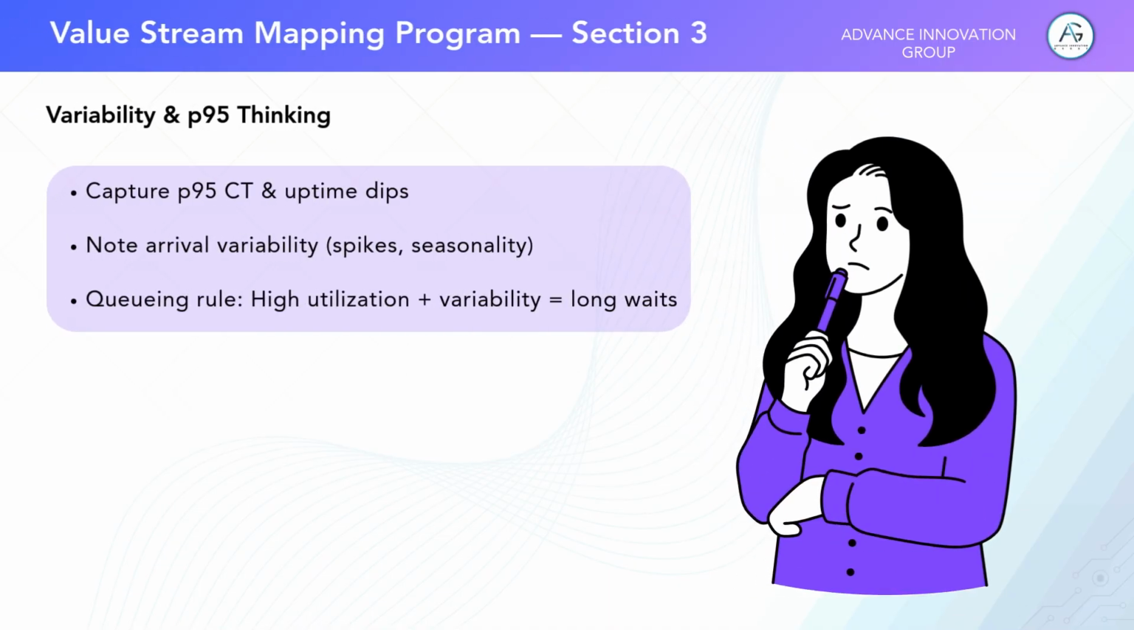This slide introduces the idea of variability and P95 thinking. Instead of looking only at average cycle time, we also capture the P95 cycle time. This shows how bad things can get on the slowest 5% of cases. We also check for uptime dips and arrival variability, like spikes during certain hours or seasonal surges. Finally, remember the queuing rule. When a process is highly utilized and also variable, it leads to long waiting times. This thinking helps design more stable and predictable flow in both manufacturing and services.